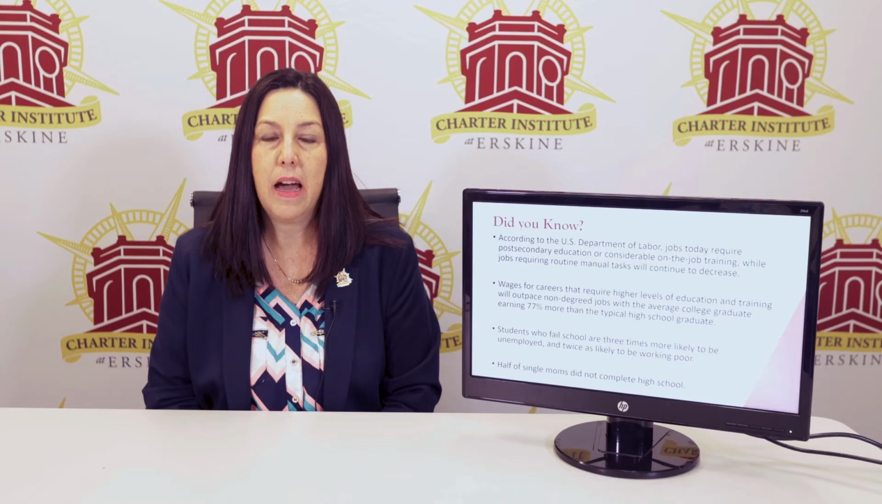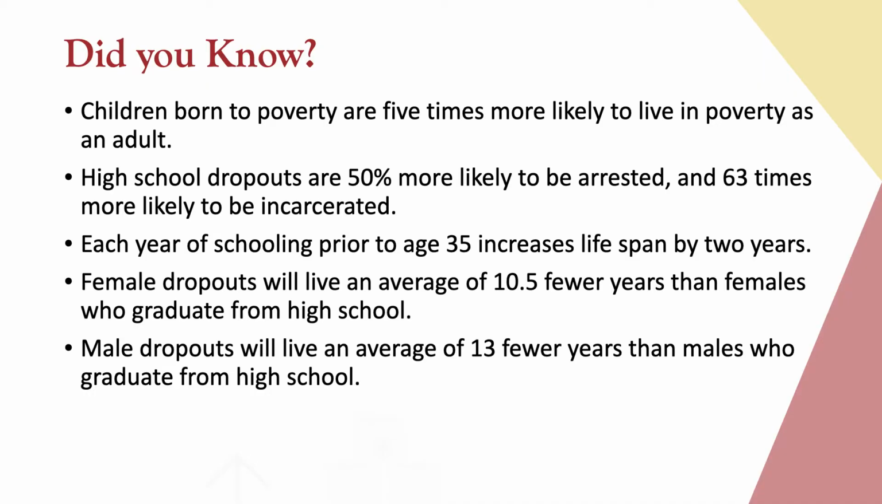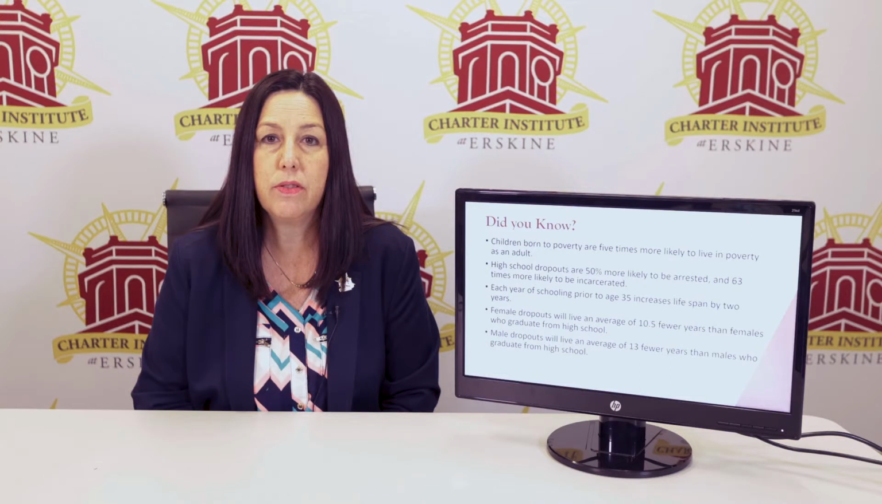Students who fail school are 3 times more likely to be unemployed and twice as likely to be working poor. Half of single moms did not complete high school. Did you know children born to poverty are 5 times more likely to live in poverty as an adult? Did you know high school dropouts are 50% more likely to be arrested and 63 times more likely to be incarcerated? Did you know each year of schooling prior to age 35 increases lifespan by 2 years?